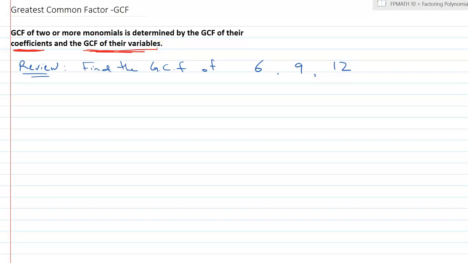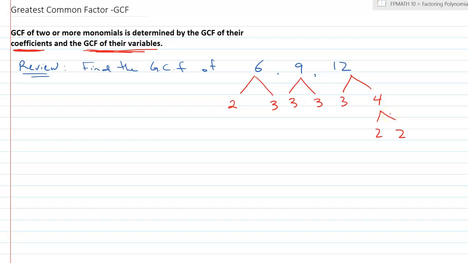Let's do a quick review of grade 8 and 9, finding the GCF of these three numbers, 6, 9, and 12. If you remember, the first thing you had to do is come up with the prime factors of these numbers. So 6 has the prime numbers 2 and 3 going into it, so 2 times 3 is 6. 9 is 3 and 3. And 12 is 3 and 4, and 4 is not a prime, so that would be 2 and 2, but that's okay.